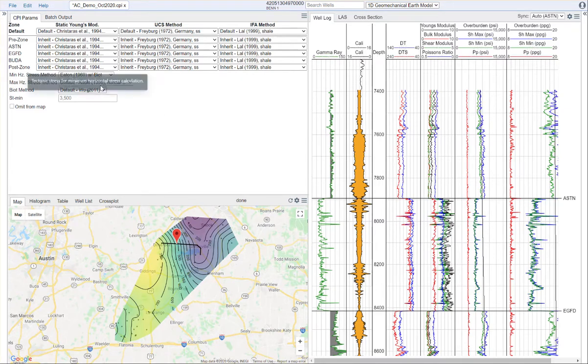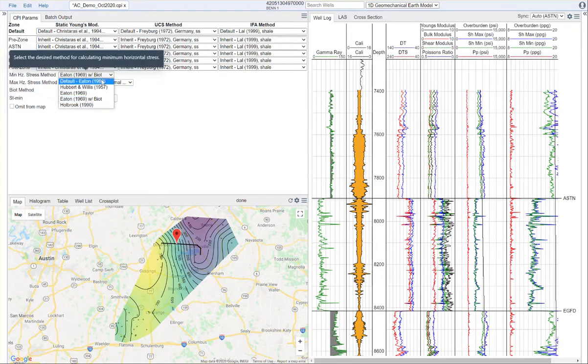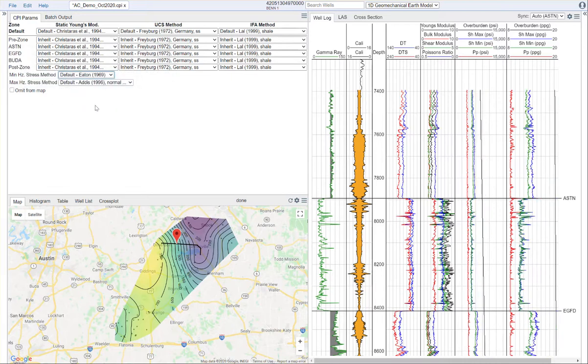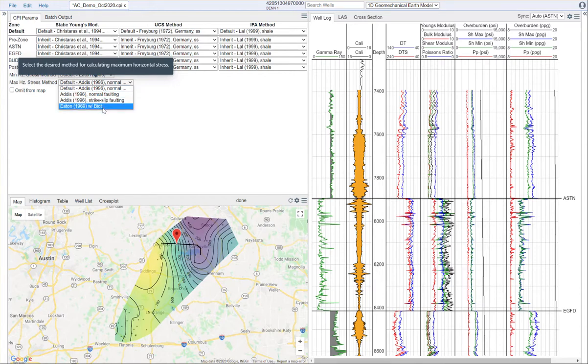So I'm going to just go back to the Eaton method here because I don't have a good handle on where that minimum horizontal stress should be set for this particular area. And then for the maximum horizontal stress, three methods available to us. We have two methods by Addis, 1996, or Addis and his colleagues, I should say, which one is set up for normal faulting and one is set up for strike slip faulting. Select the regime that is more appropriate to you there. Or you could also look at, once again, that modified Eaton method that's based on the Biot coefficient.